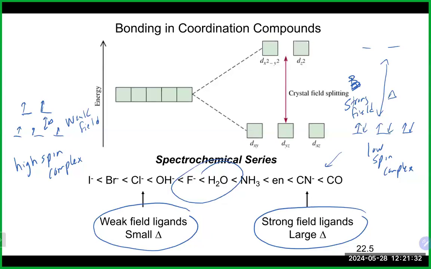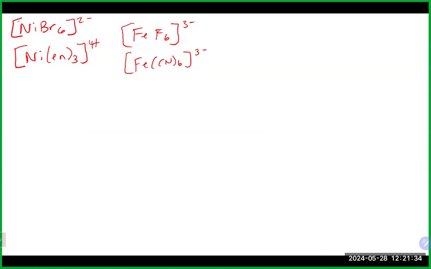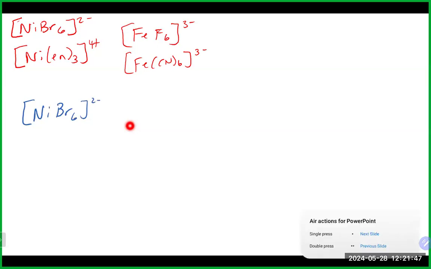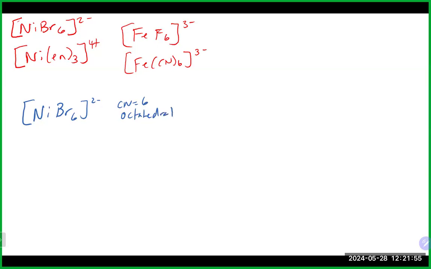So let's take a look at one and what we're talking about here. Let's take a look at the nickel complex here. And when we look at this nickel complex, first off, we know the coordination number here is 6, which means we are going to get the octahedral splitting, which is what we've been looking at in those pictures.